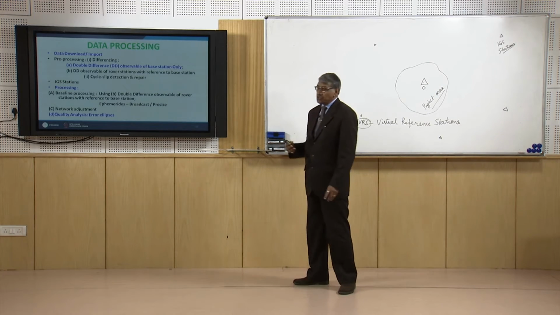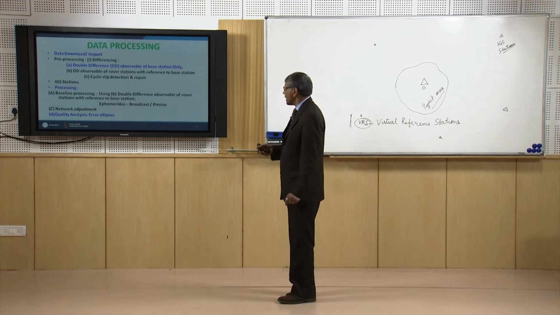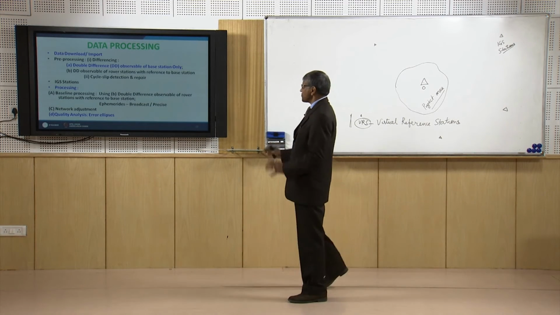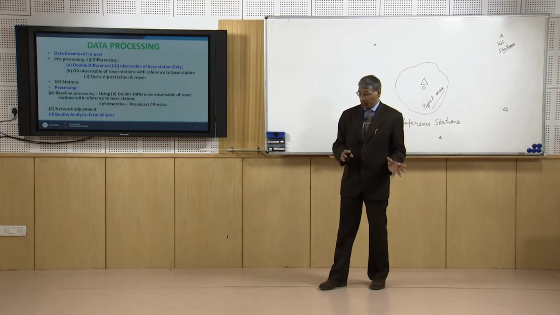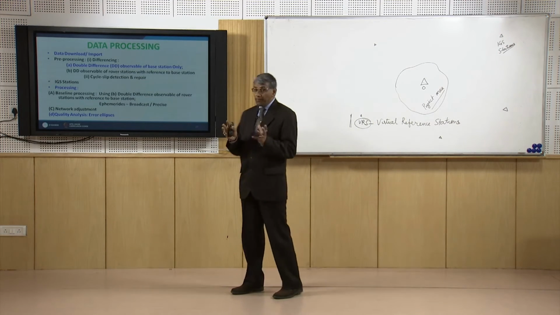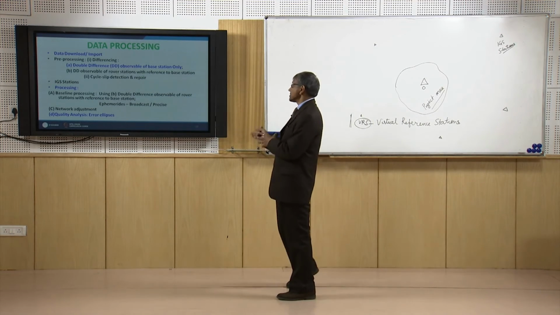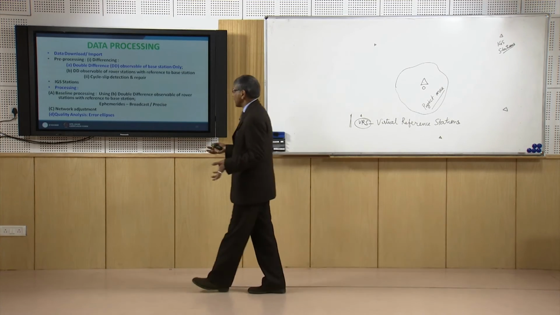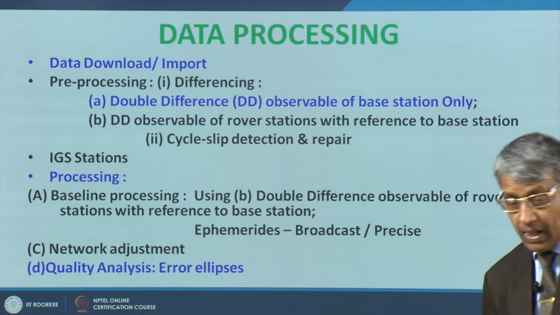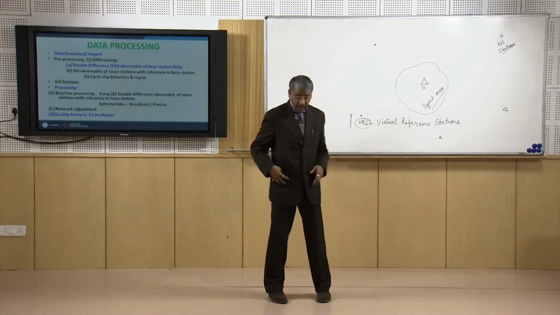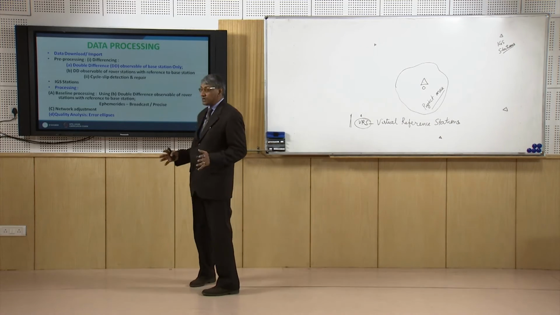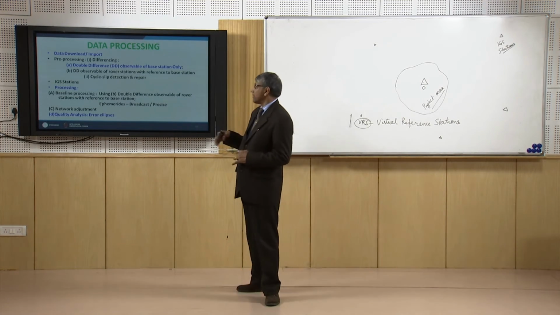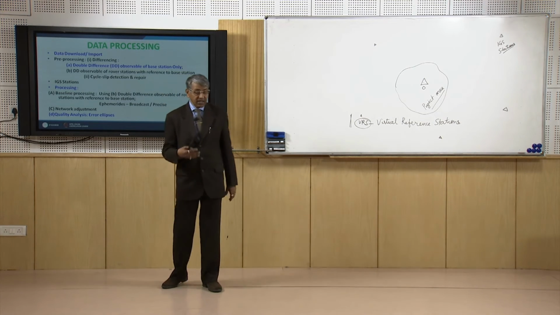After taking the observation we should also check the quality of the data we have acquired, and once we are satisfied with the quality of the data, we have to download the data and import it to the processing software. Now, processing has to be done in 2 steps, or I can say pre-processing and processing. As we know that GPS data contains a lot of errors, so we must make use of different pre-processing operations to minimize the error.